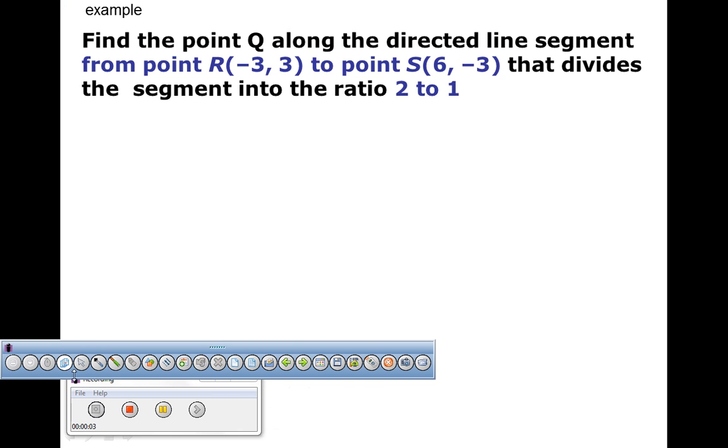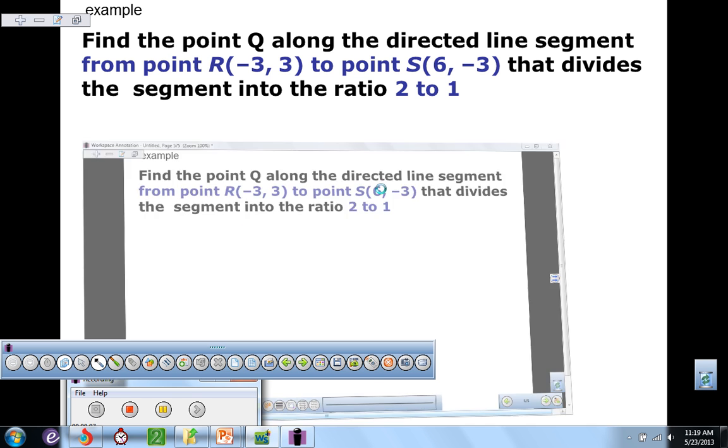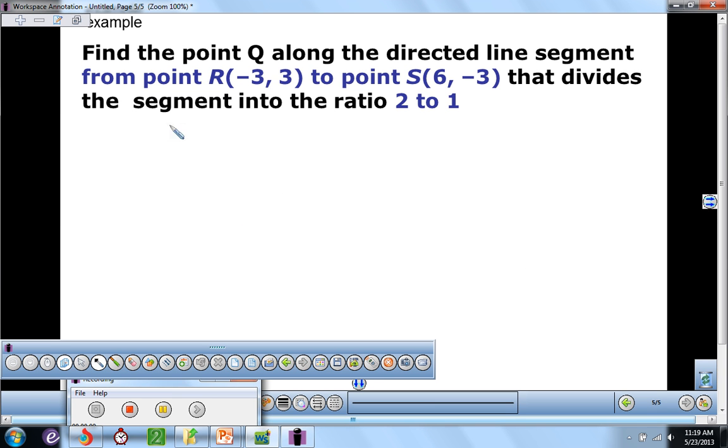Alright, we're going to look at another example. Now here, we're not given an actual visual, so it may be helpful to just jot down where the line would be. So negative 3, 3. So I'll go negative 3 here, and then up 3. The point would be somewhere in here, and then 6, negative 3. So go over 6, down 3, and then just connect the line.